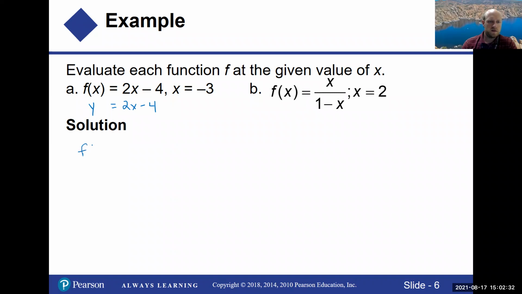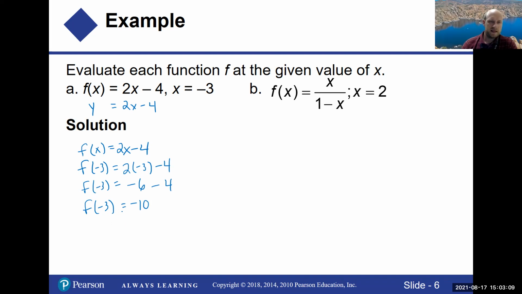I'll just copy this original equation. We take our input value of X and put it in for X in F of X. So F of -3 equals 2 times -3, which is -6, and then minus 4. So F of -3 equals -6 minus 4, which is -10. What that means is when we input -3 for X, we get an output of -10.